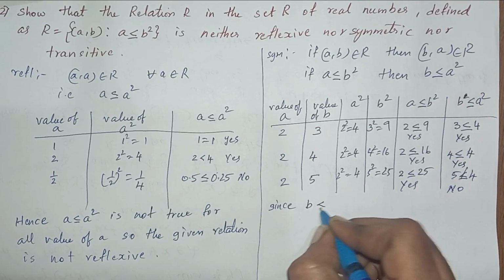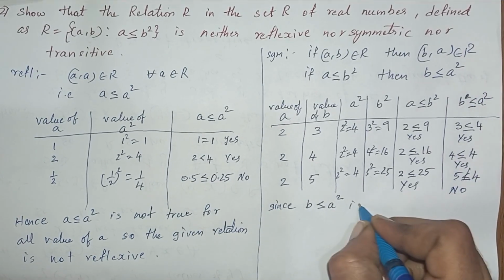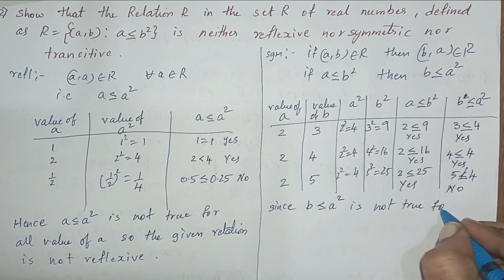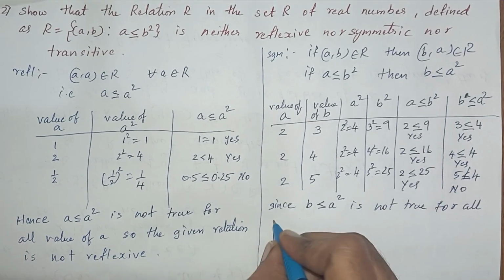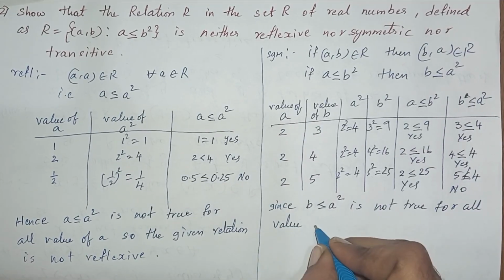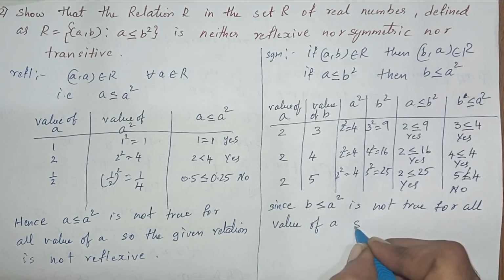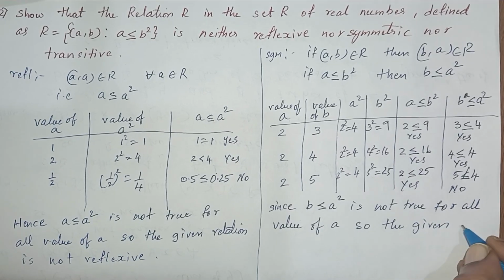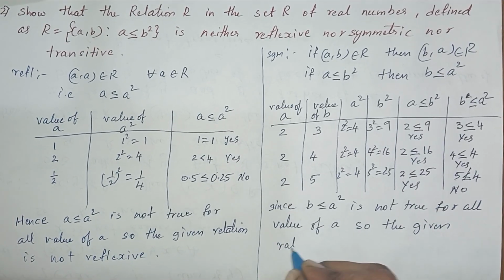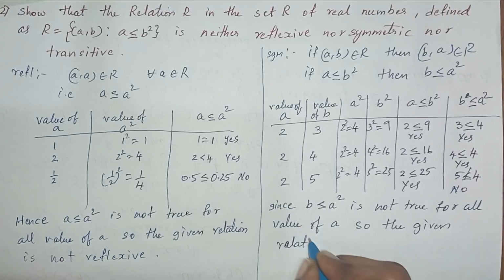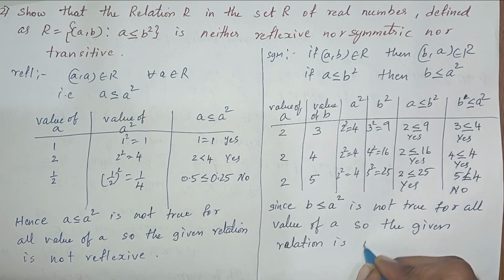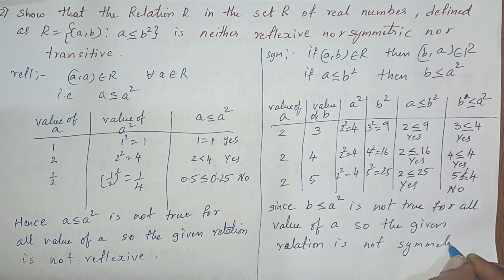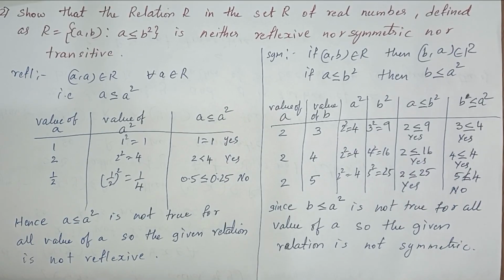Since b is less than or equal to a square is not true for all the values of a, the given relation is not symmetric. So it is not symmetric.